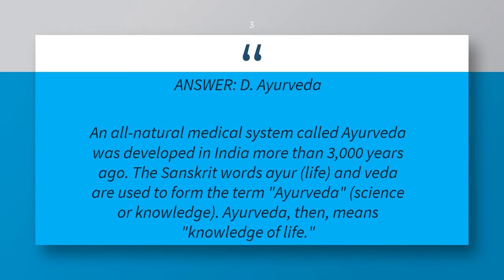The answer is D. Ayurveda. An all-natural medical system called Ayurveda was developed in India more than 3,000 years ago. The Sanskrit words Ayur, or life, and Veda are used to form the term Ayurveda, which means science or knowledge. Ayurveda then means knowledge of life.